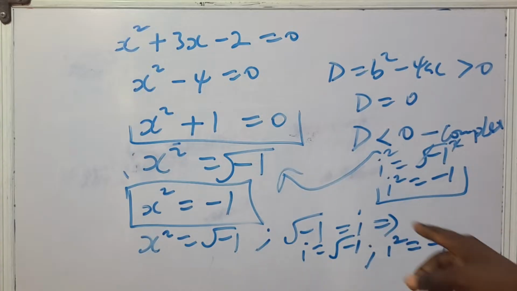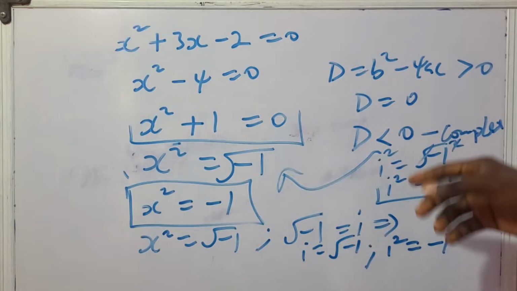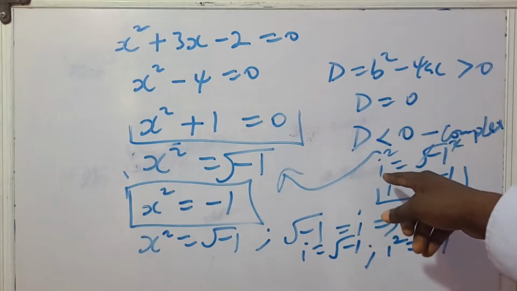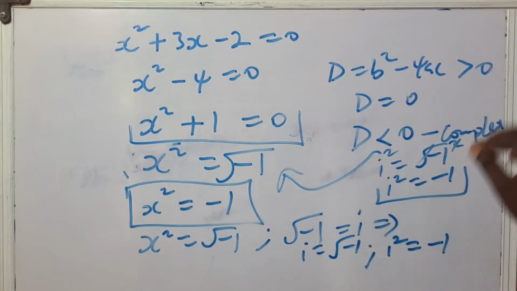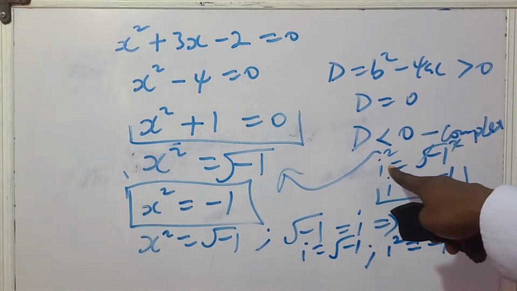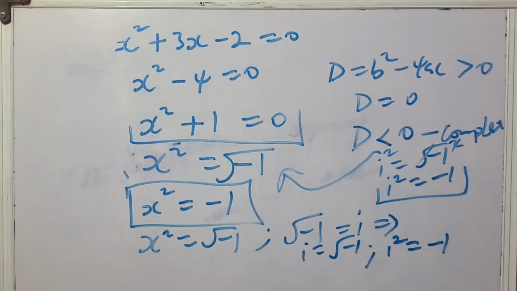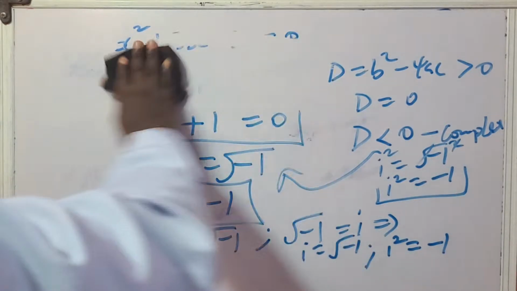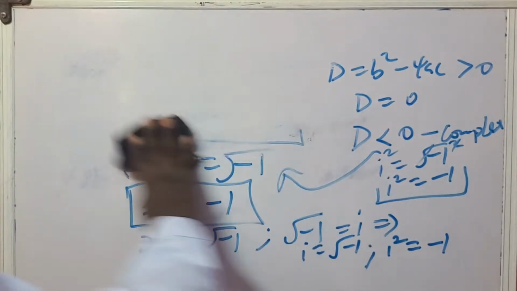Now, in solving when i equals the square root of minus 1, if I decide to take the square of both sides, I will have i squared equals minus 1. Note that, so you can always know why we are saying i squared equals minus 1. It's not something that came from nowhere. It came from this solution I just did. That's very, very vital to everything you'll be solving in complex numbers.